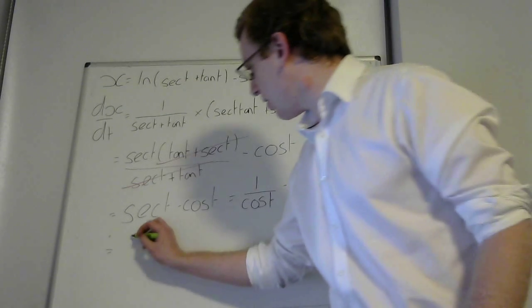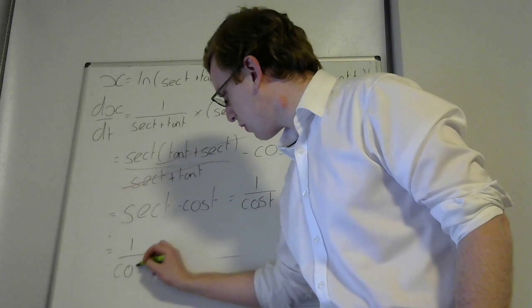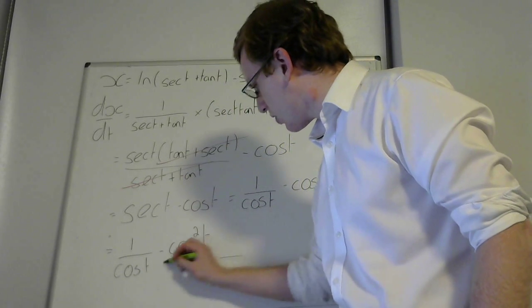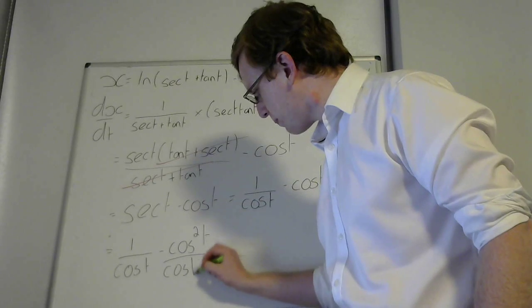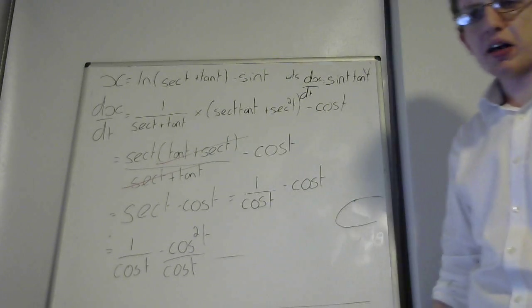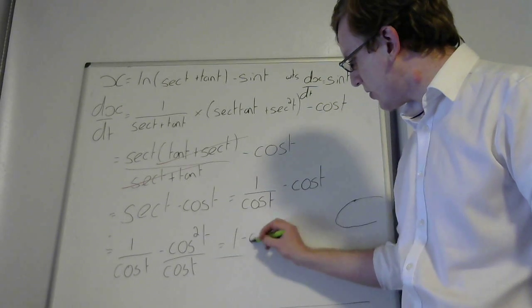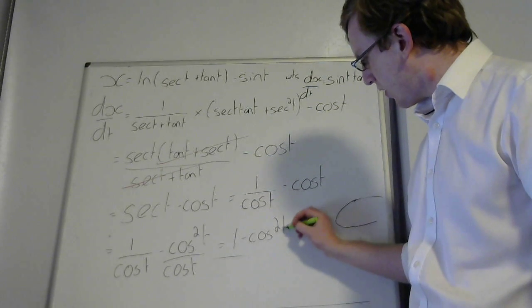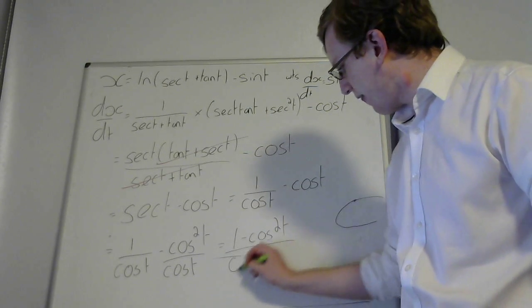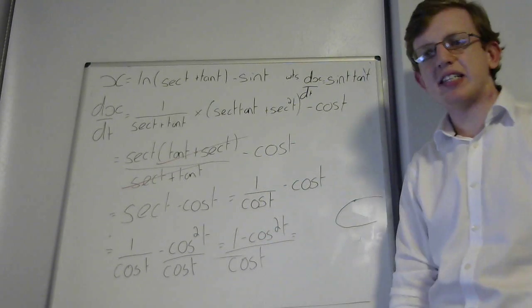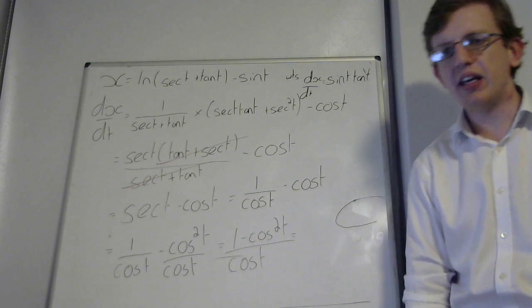I've got 1 over cos t minus cos squared t over cos t. And now I can combine that fraction. So on the top, I've got 1 minus cos squared t, over cos t. And 1 minus cos squared t, that's great. That's exactly what we want to see.